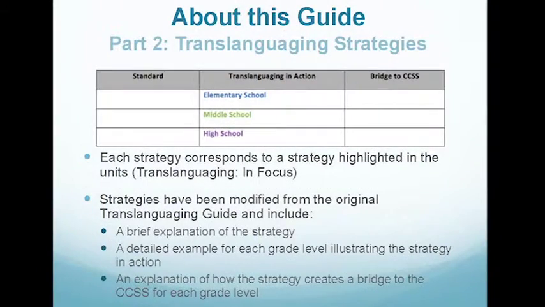And then part 2, of course, are those translanguaging strategies. Each strategy corresponds to a strategy highlighted in the unit, and they've been modified from the original guide to include an explanation of the strategy, a detailed example for each grade level, illuminating the strategy in action, and then an explanation of how it creates a bridge for Common Core.